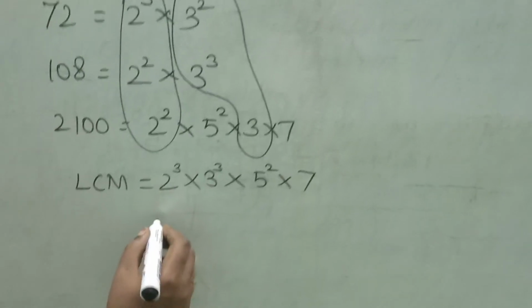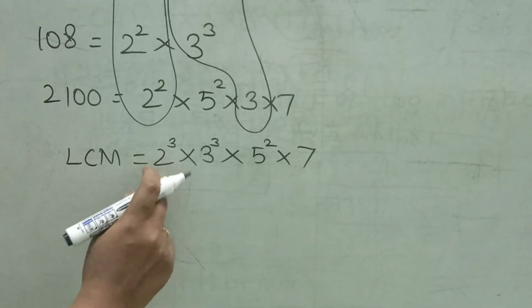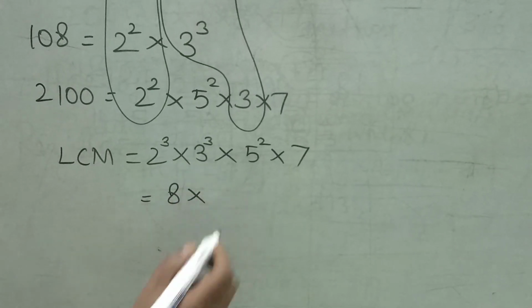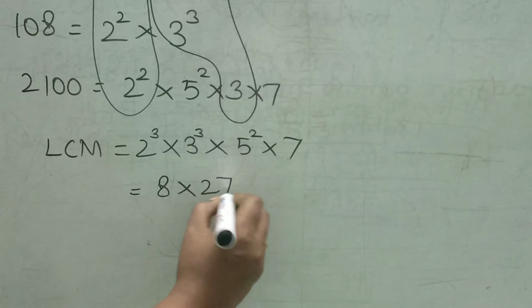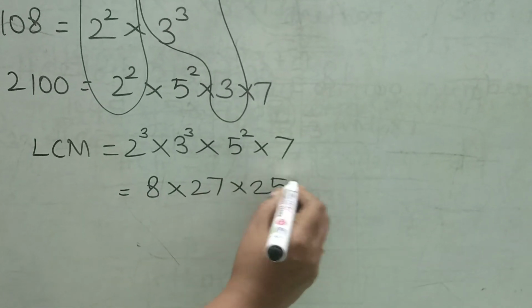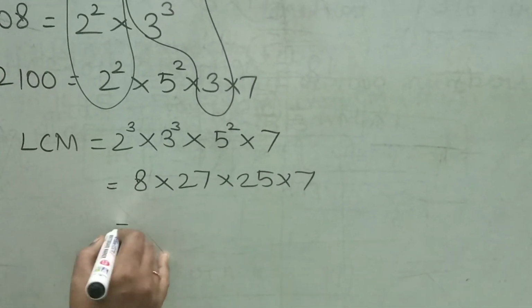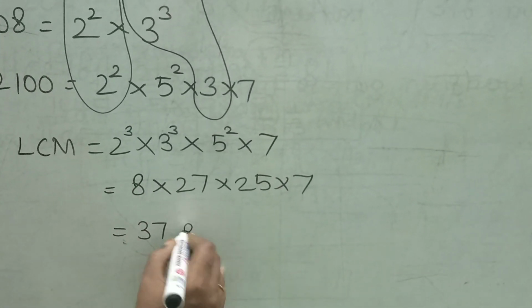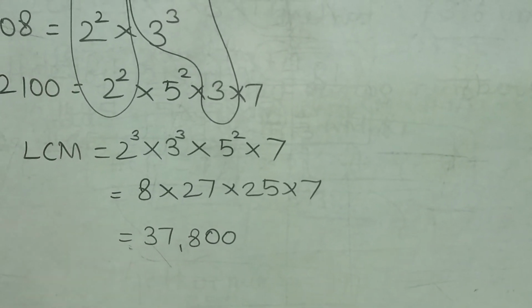We expand 2 cube. 2 cube is nothing but 2 into 2 into 2, that is 8. Next 3 cube is nothing but 3 into 3 into 3, that is 27. 5 square is nothing but 5 into 5, 25. Into 7. Multiply these 4 numbers, you will get 37,800. This method is known as factorization method.